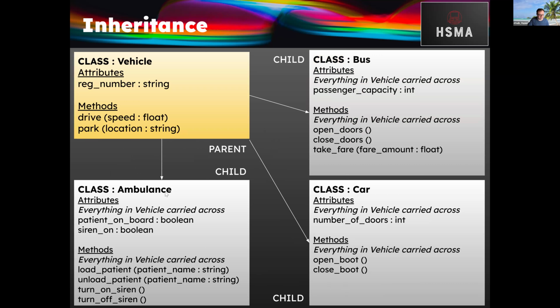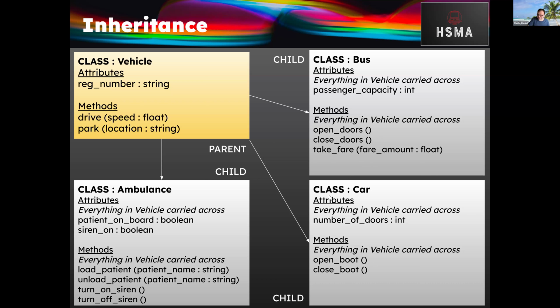And of course that means that we could then have lots of other different types of vehicle class that inherit from the parent vehicle. So as well as an ambulance, we could also have a bus that is its own class, but which inherits from vehicle. So again, a bus would inherit the fact it has a registration number, but a bus may then have a passenger capacity that we want to store. And similarly, it will drive and park just like any other vehicle, but we may also have bus-specific methods like opening and closing the doors or taking the fare.